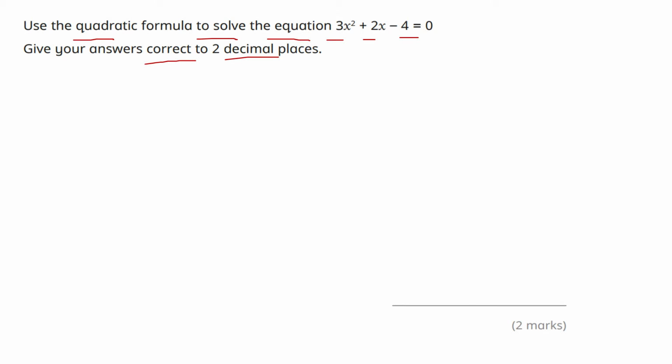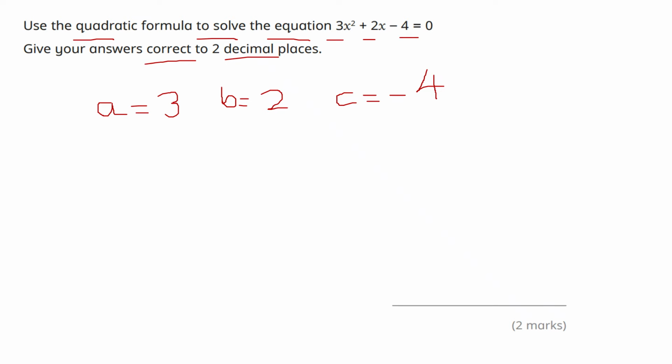Step 1, write out your coefficients of a, b, and c. So a equals 3, so that's the coefficient of x squared. b equals 2, and c equals minus 4. So a is the coefficient in front of x squared. b is the coefficient of x, so the number in front of the x, and then c is your constant.